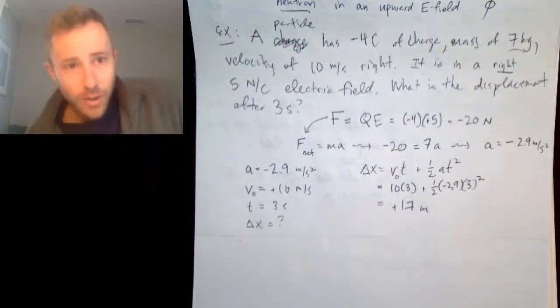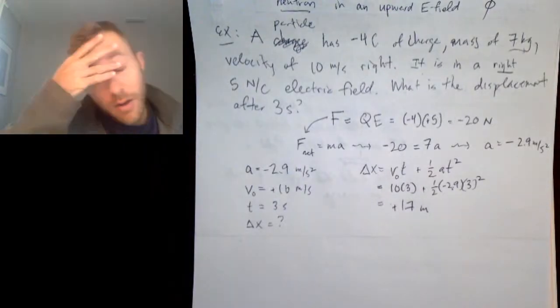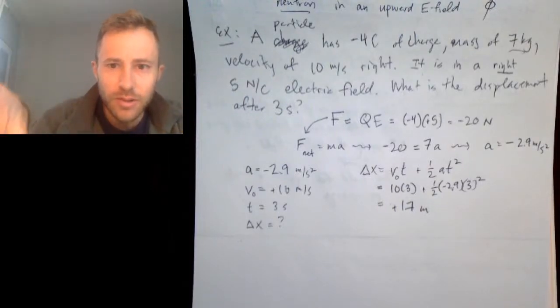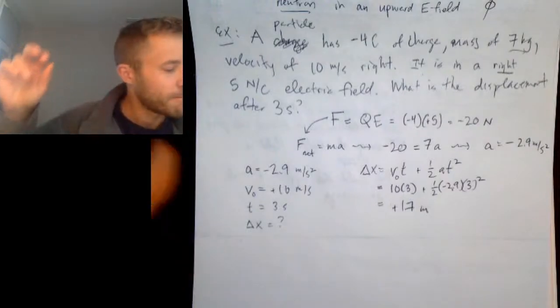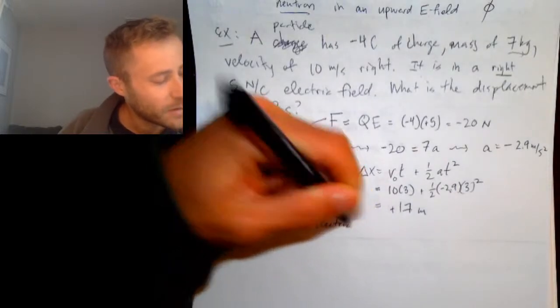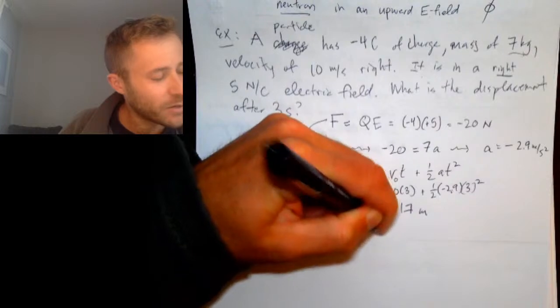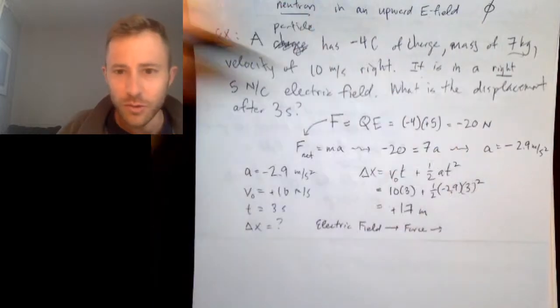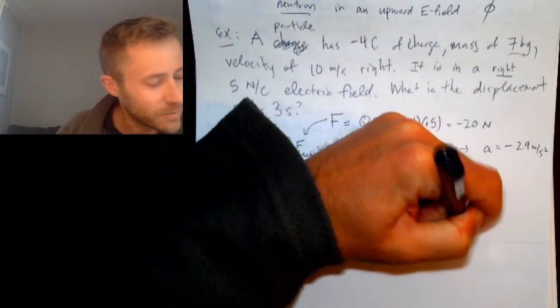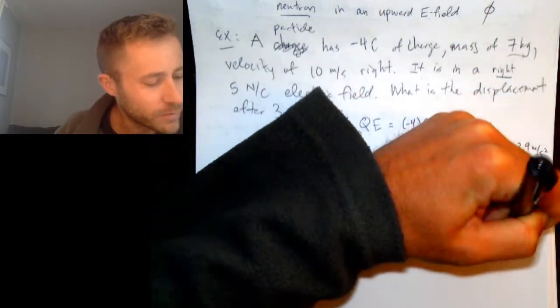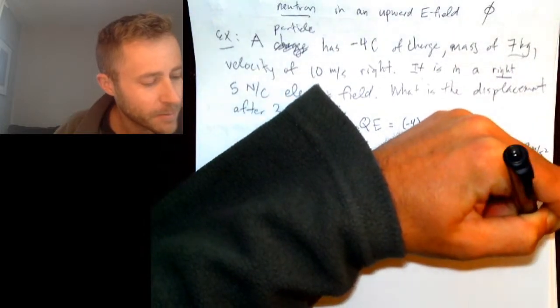So that's the way it works. If you have an electric field, you use the electric field to calculate the force. Let me write this down. The electric field allows you to calculate the force, which allows you to calculate the acceleration through Newton's second law, which allows you to predict the motion using kinematics.